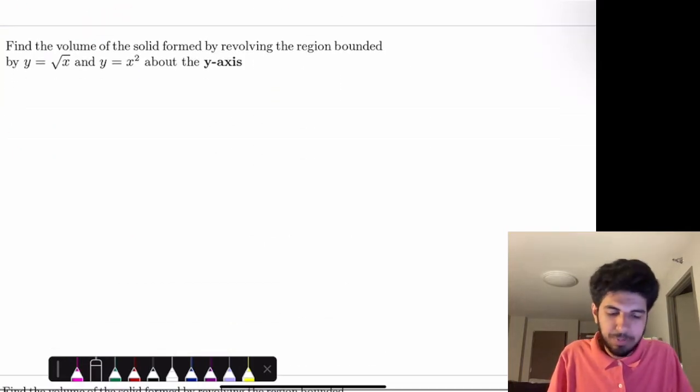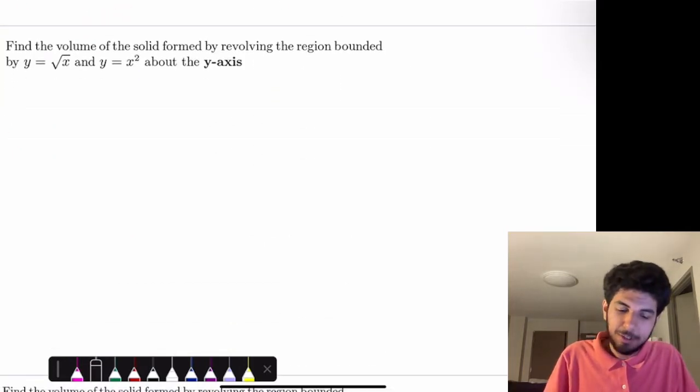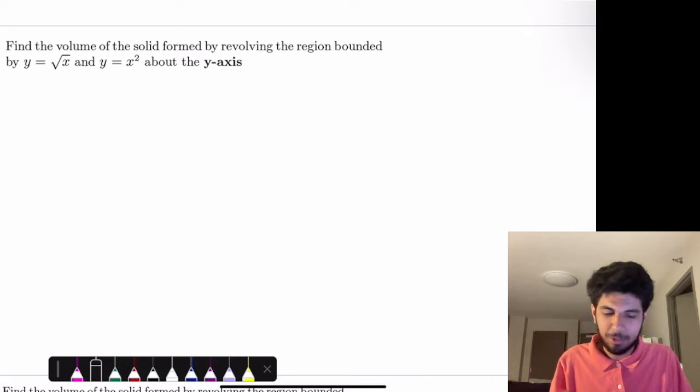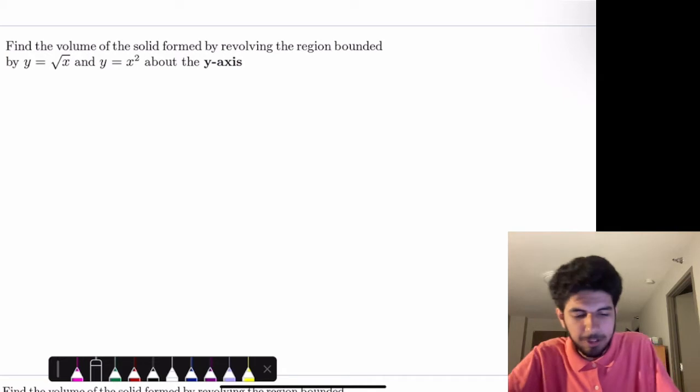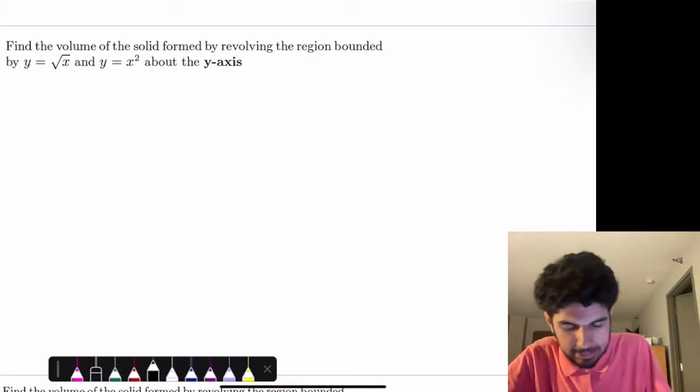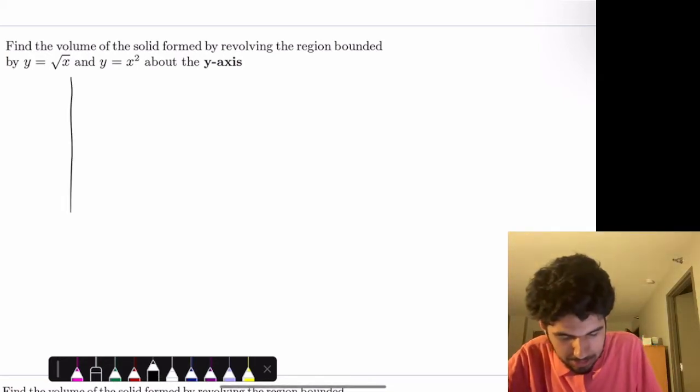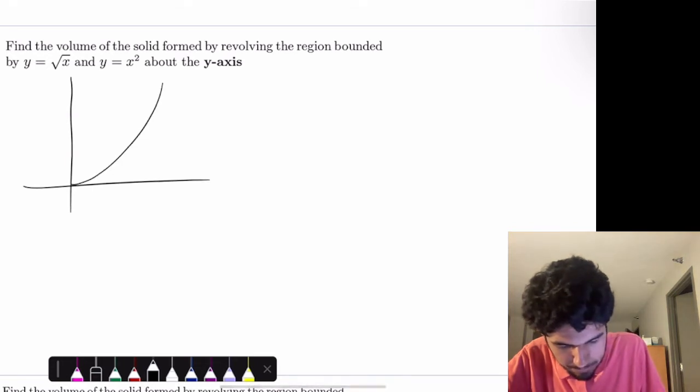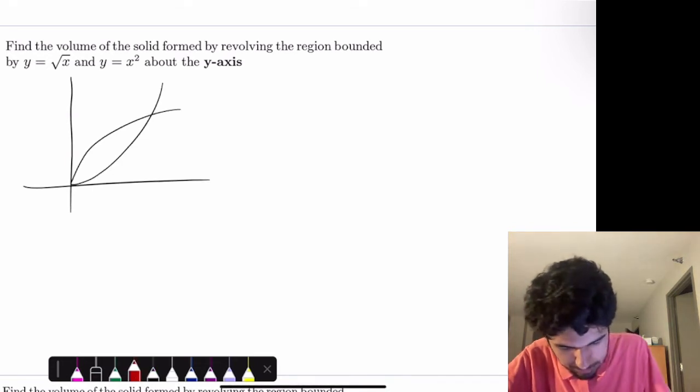Let's do another question. We're trying to find the volume of the solid formed by revolving the region bounded by those two functions about the y-axis. It's the same two functions, it's just that now we have a different axis of rotation. So again, I'll draw a quick sketch. Right, something like this.